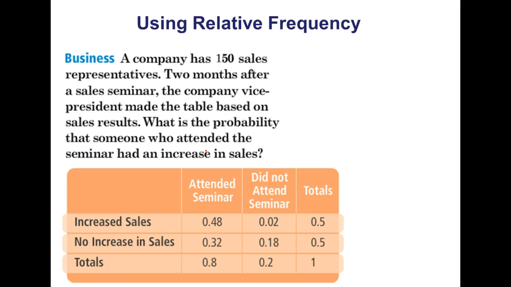If we can reword this as a given that problem, then we can see that it's really the same problem as the previous. So what's the probability that someone who attended the seminar, so we're only considering this column of people. We only want to know this 80%, out of this 80%. What's the probability that they attended the seminar and had an increase in sales? So the group of people with an increase in sales was 48%, and now only out of the 80% that attended the seminar. So our answer would be 0.48 out of 0.8, which is 0.6.